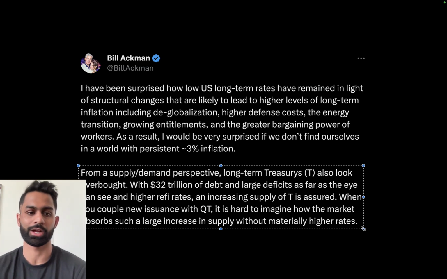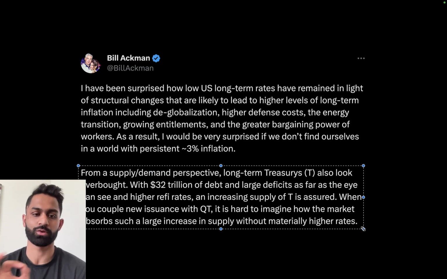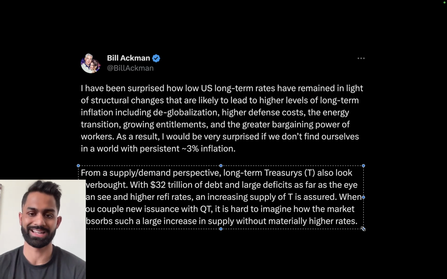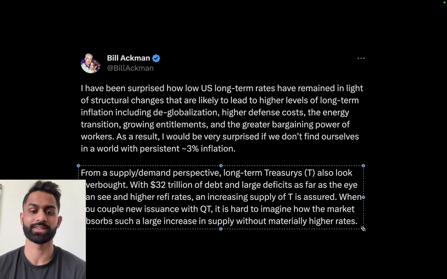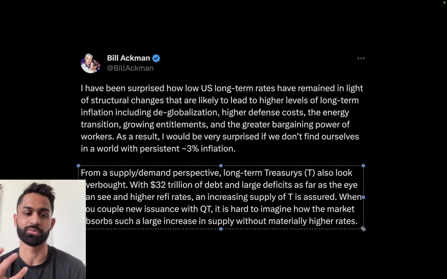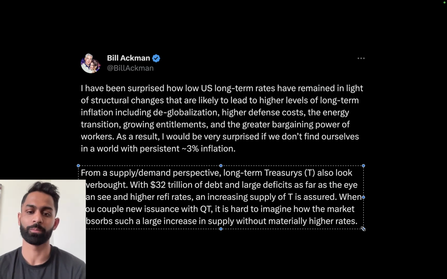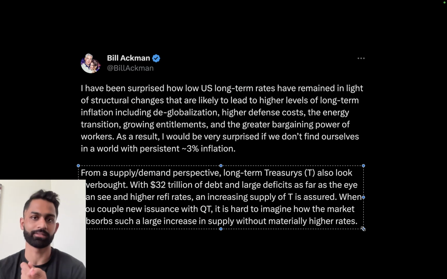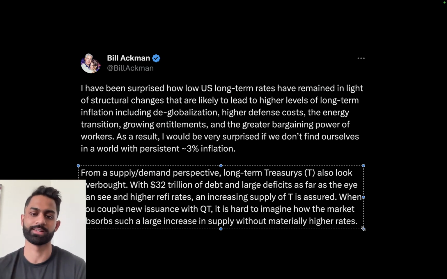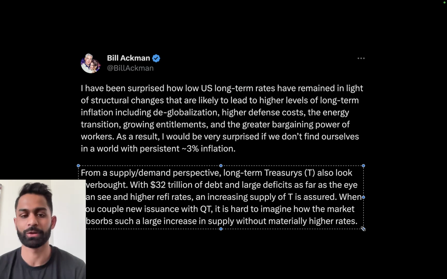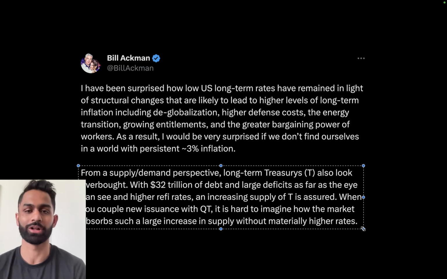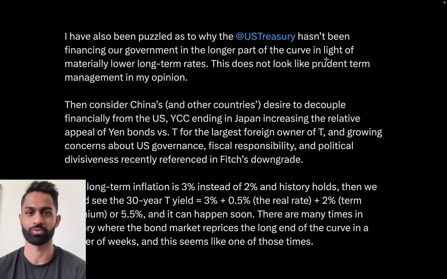And he also goes on to say, and I quote, "From a supply-demand perspective, long-term treasuries also look overbought. With $32 trillion of debt and large deficits as far as the eye can see, and higher refi rates, an increasing supply of treasuries is assured. When you couple new issuances with QT, it is hard to imagine how the market absorbs such a large increase in supply without materially higher rates." So what he's saying is, with the quantitative tightening the Federal Reserve is doing, with all the balance sheet roll-off of the treasuries they already have, and the new issuances, there is a certainty that the market is going to have a supply and demand imbalance, and it's very difficult to imagine how the market is going to absorb all that increased supply of Treasury securities.